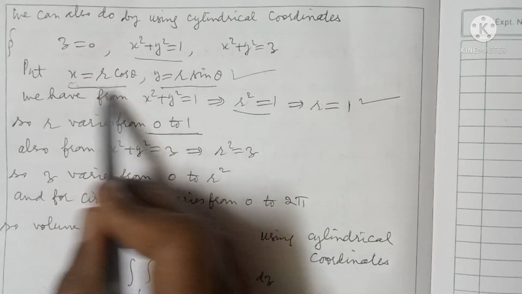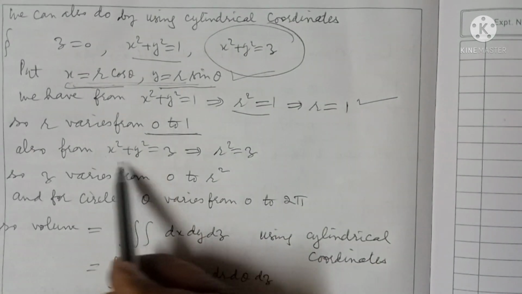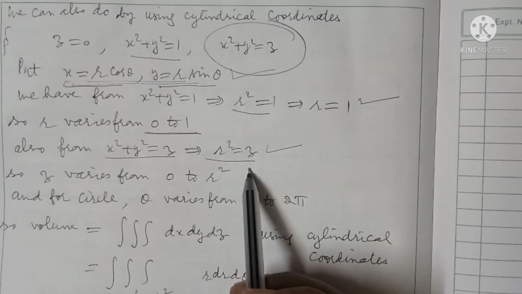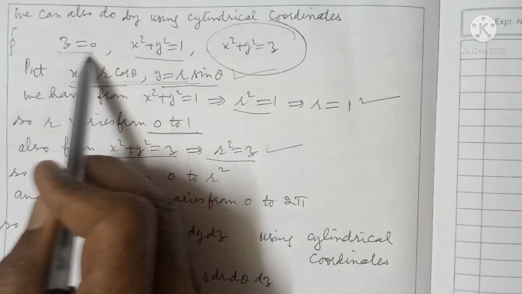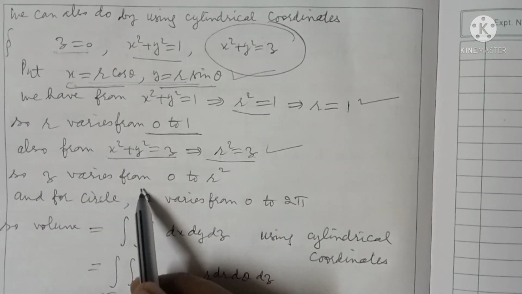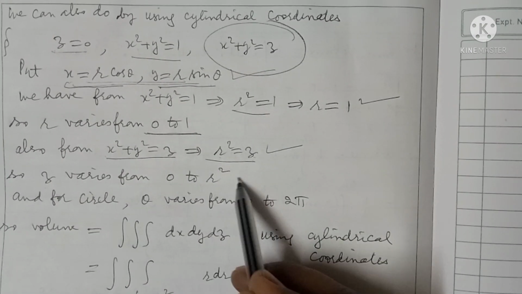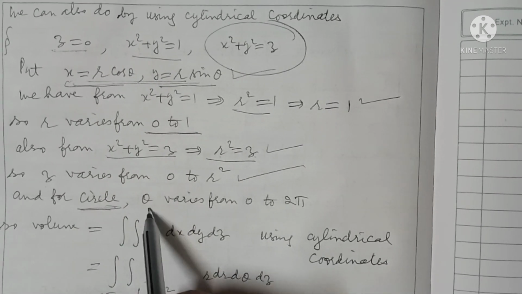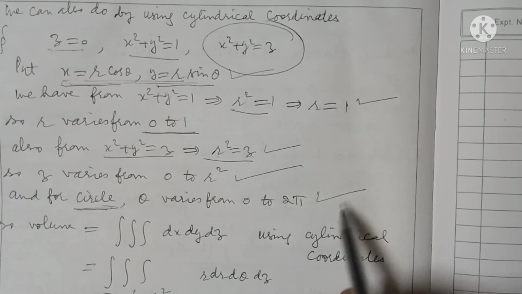Also by putting these two equations in this surface, what we get? We get z equal to r square, right? So we are already given z equal to 0 and here we got z equal to r square. So z is having variable limits, that is 0 to r square, okay? And for a circle, theta varies from 0 to 2 pi, you know that.